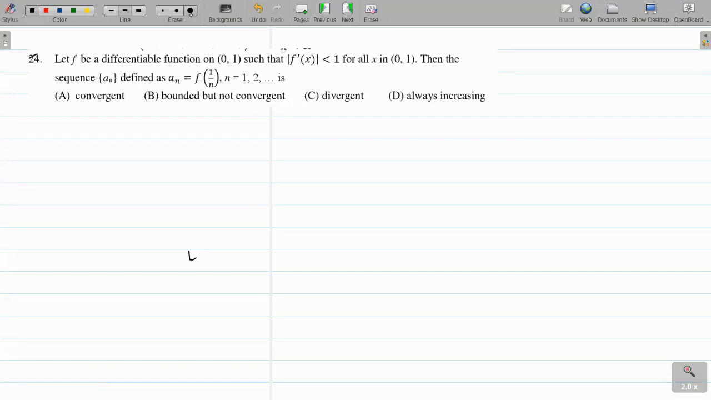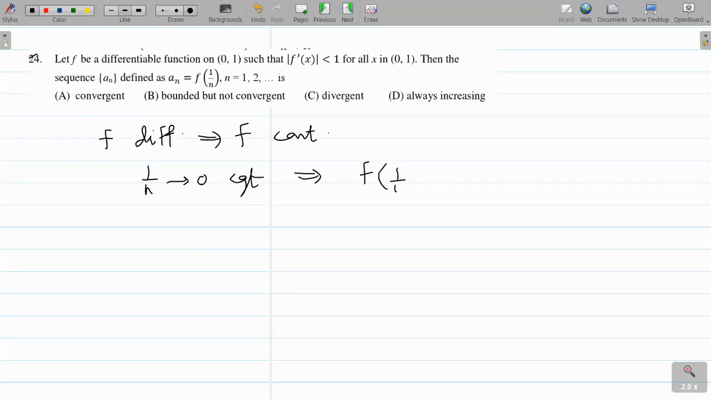You tell me whether I'm correct. I'm just giving some reasoning. F differentiable implies F continuous. 1 by n goes to 0, so convergent. Hence, f of 1 by n is also convergent. Can I say this is the reasoning for why A is true? If I want to say A is true, कि इसमें कुछ प्रॉब्लम है.